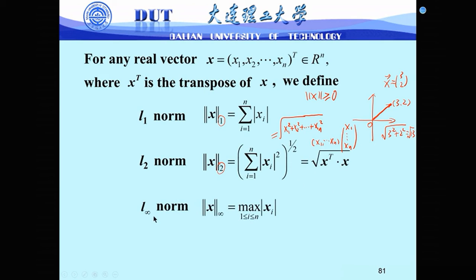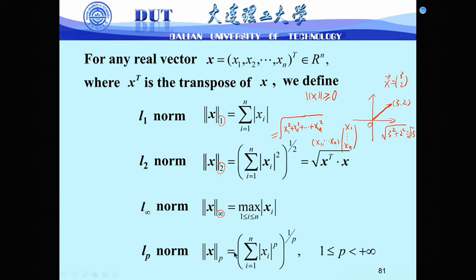Okay, the third kind of norm, L infinity norm. Here we use the infinity subscript to represent this norm, defined by the maximum of the absolute values of xi, i from 1 to n. Now you see, this is the best score. So L1 norm is the total score, and L infinity norm is the best score. I just take the example. Of course, in the general case, we can define the LP norm.